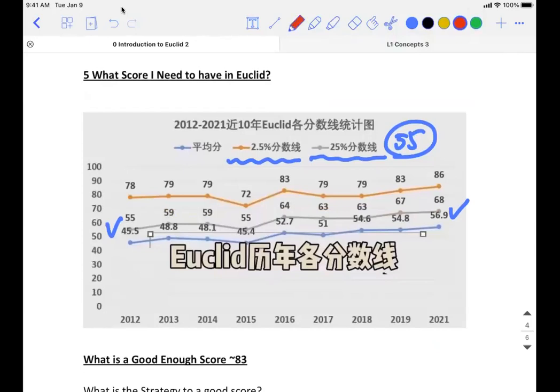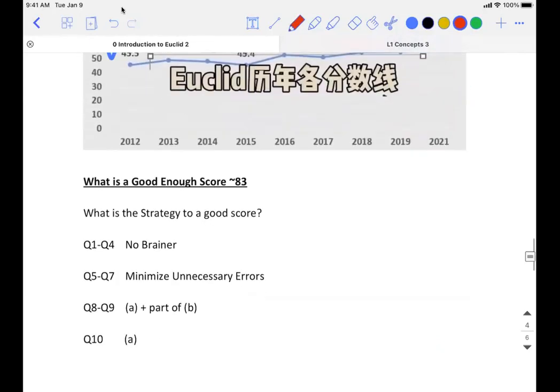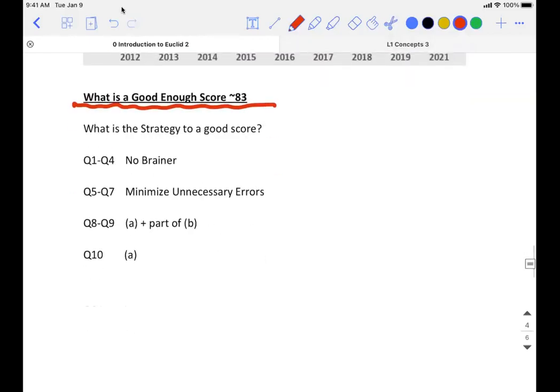Something I want to discuss quickly is the top 2.5% to top 5%. For that, the orange line, if you average over different years, you need roughly 83 points to achieve that goal. So the question is, a good enough score is about 83, but how can I make an arrangement to make sure I get those 83 points? That is very important. So here's our strategy for how to make it happen.